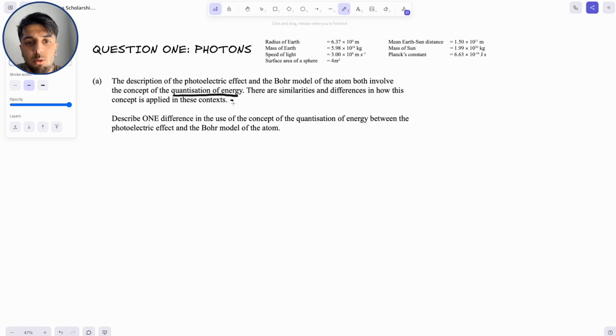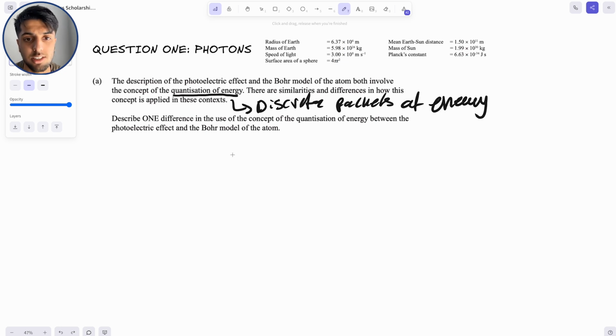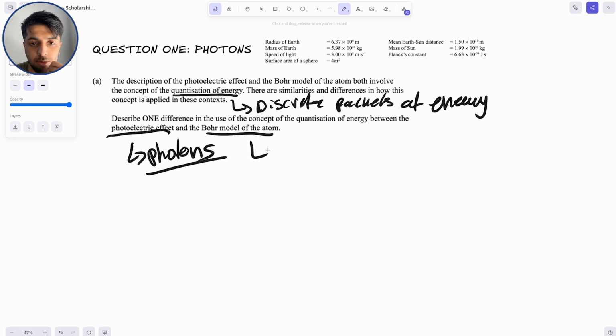Okay, so the concept of quantization of energy just means that energy comes in discrete packets of energy. So the key difference between the photoelectric effect and the Bohr model of the atom is that they're referring to the quantization of energy of two different things, right? In the photoelectric effect, we're referring to photons, whereas in the Bohr model for the atom, we're referring to electrons.